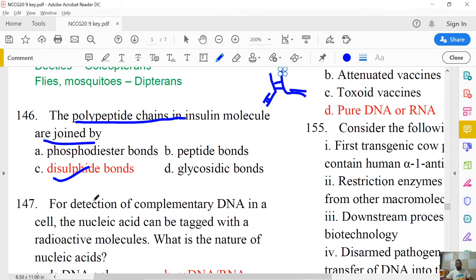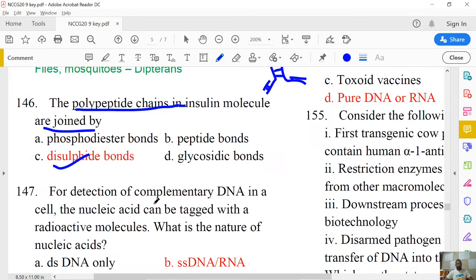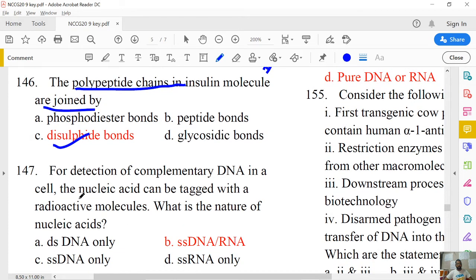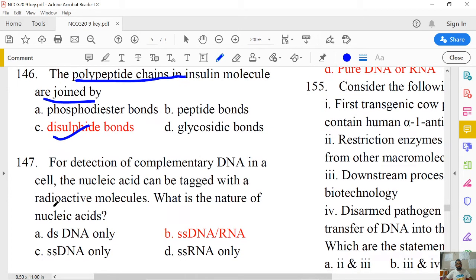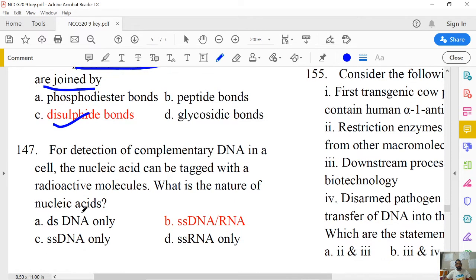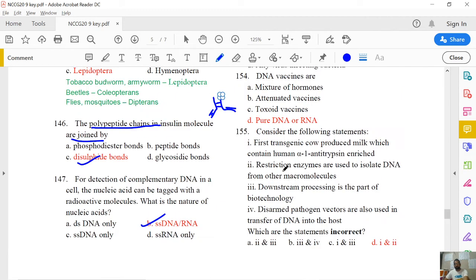For the detection of complementary DNA in a cell, the nucleic acid can be tagged with radioactive molecules. What is the nature of the nucleic acid? That is what the probe is. It can be single stranded DNA or RNA.